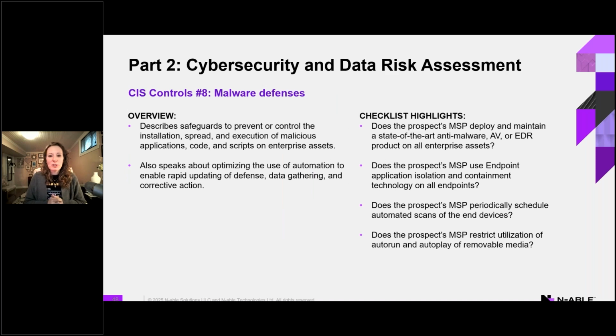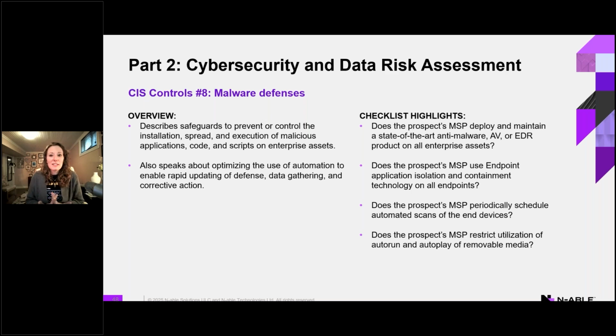Number 8, malware defenses. There are 8 sections as part of this particular control, but at a high level, number 8 really talks about how we safeguard to prevent or control the installation, spread, and execution of malicious applications, code, and scripts on enterprise assets. Malware, especially ransomware, is still a critical security issue. It's not going anywhere. It can be extremely destructive. You've probably seen it with an organization when they become a target of an attack.